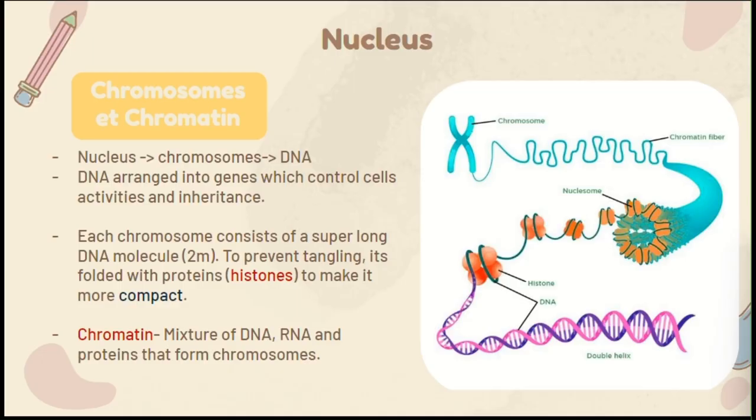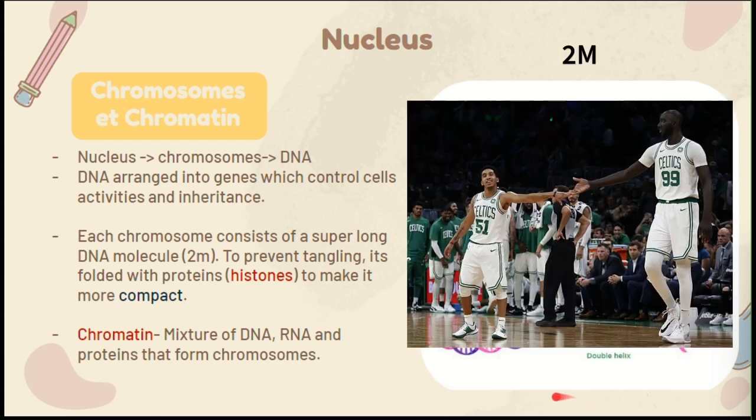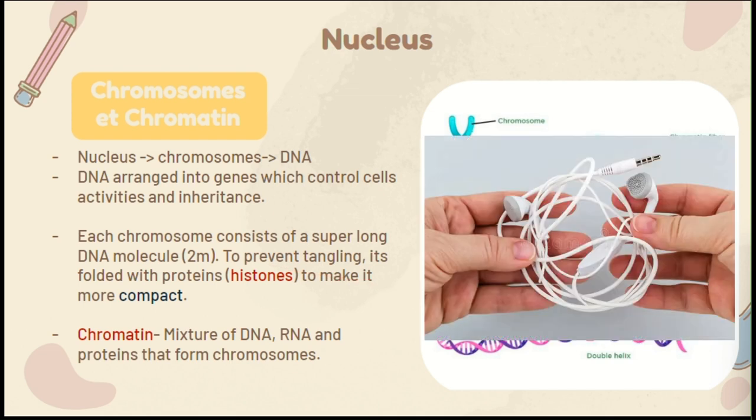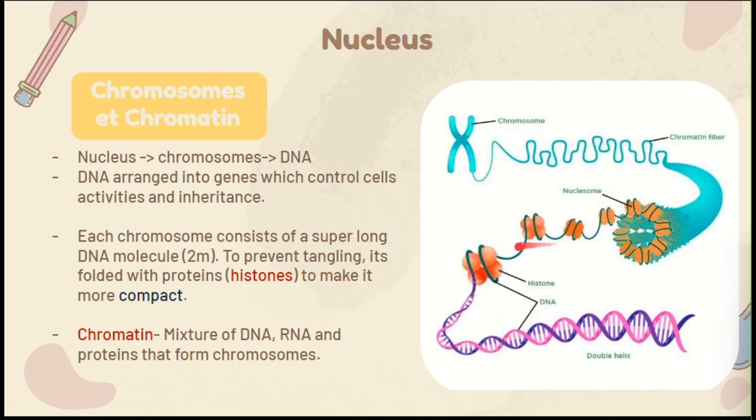Back to the video. Each chromosome consists of a super long DNA molecule, about 2 meters long. That's longer, or taller, than you if you're comparing to the average person's height. To prevent something that long from tangling, DNA is wound with proteins called histones, and to make it more compact. The nucleosome is just a repeating subunit of the chromatin. The chromatin then makes up the chromosome.